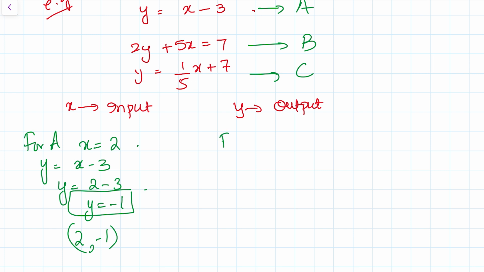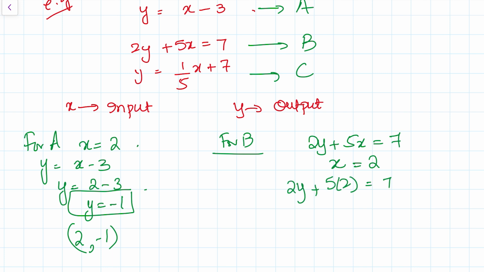Let's do it for the b function. 2y plus 5x equals 7. When x is 2, what is the value of y, or what is the output? 7 minus 10 is minus 3.